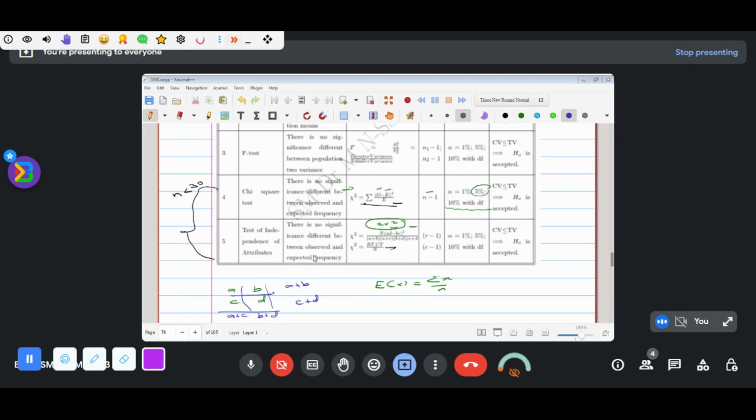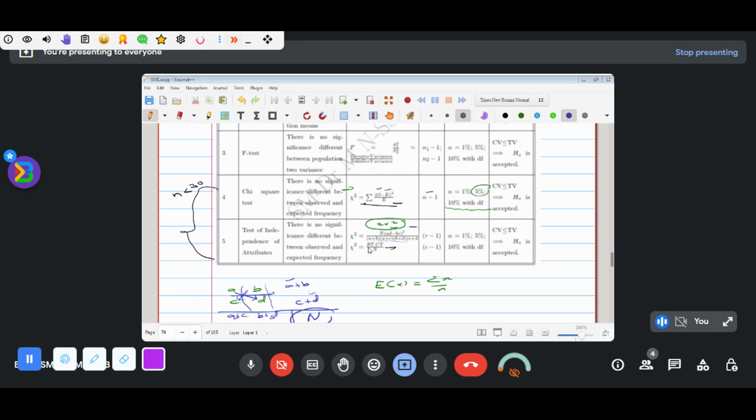Then the formula is ad minus bc whole squared, just like the determinant concept, using the whole square divided by N, meaning the overall total. This capital N means the overall total value a plus b plus c plus d. A plus b, a plus c, b plus d and c plus d, all the numerator and denominator values I have explained.